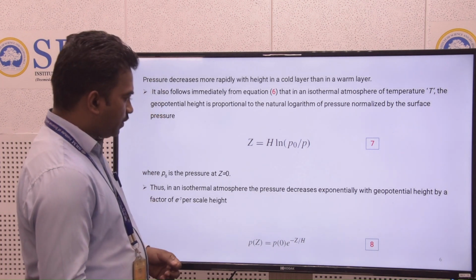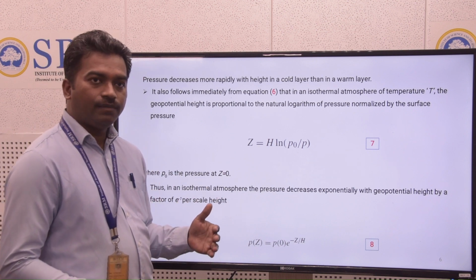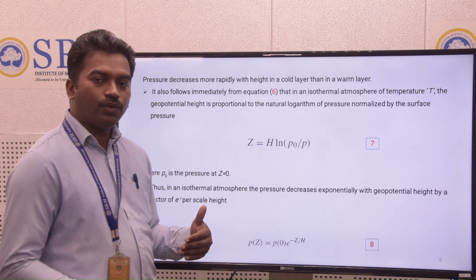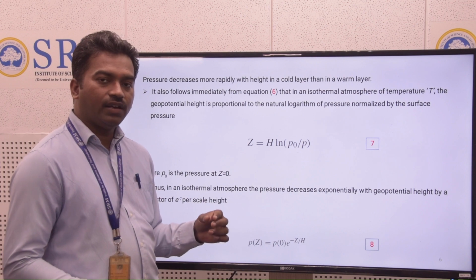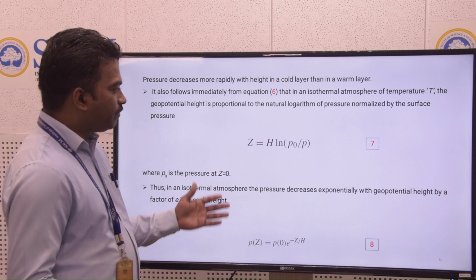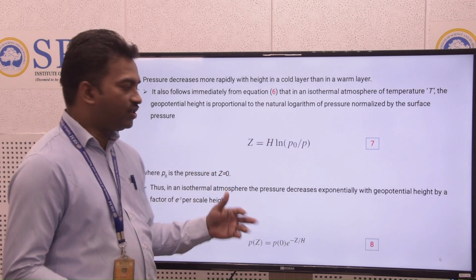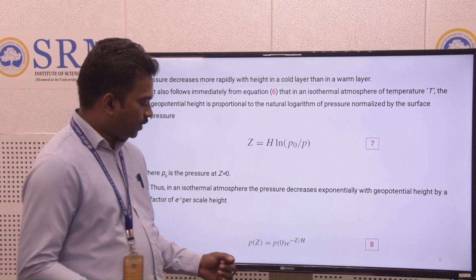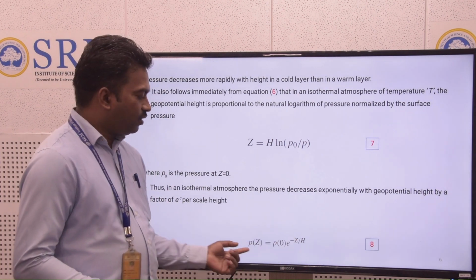So this is how you can understand from the hydrostatic equation, which is dP by dZ equal to minus rho g, the hypsometric equation, which gives the thickness of the atmospheric layer between two different pressure levels. From there we can understand how pressure decreases exponentially with the geopotential height by a factor of e power minus 1. This expression is very useful to estimate pressure at a particular height.